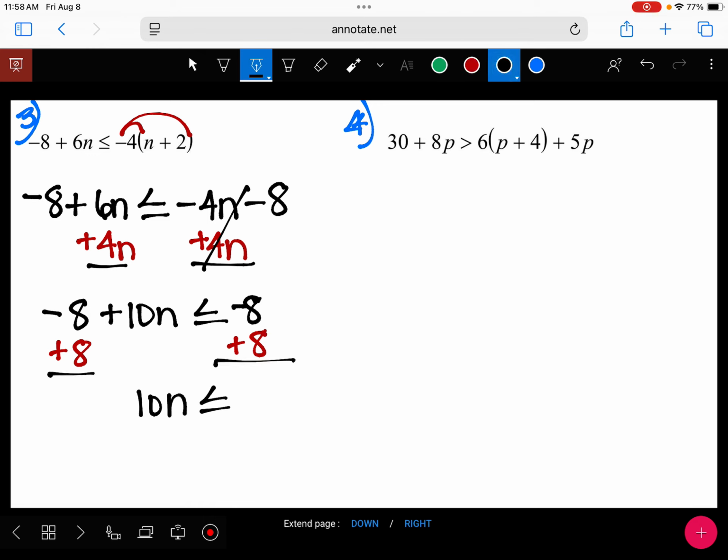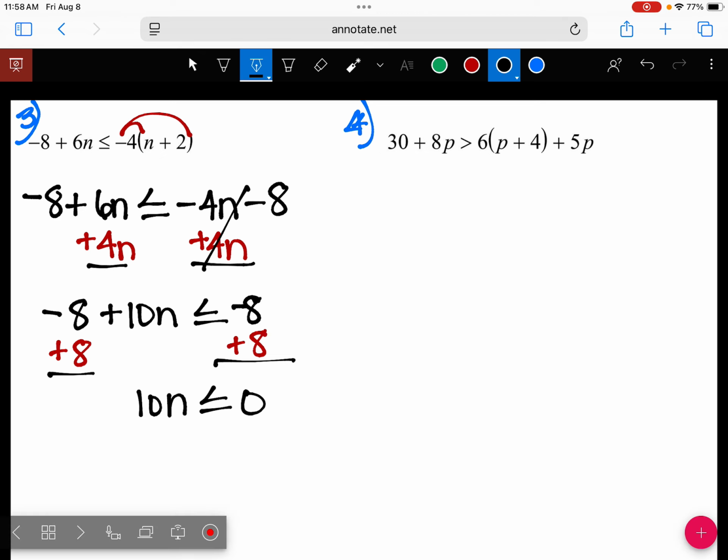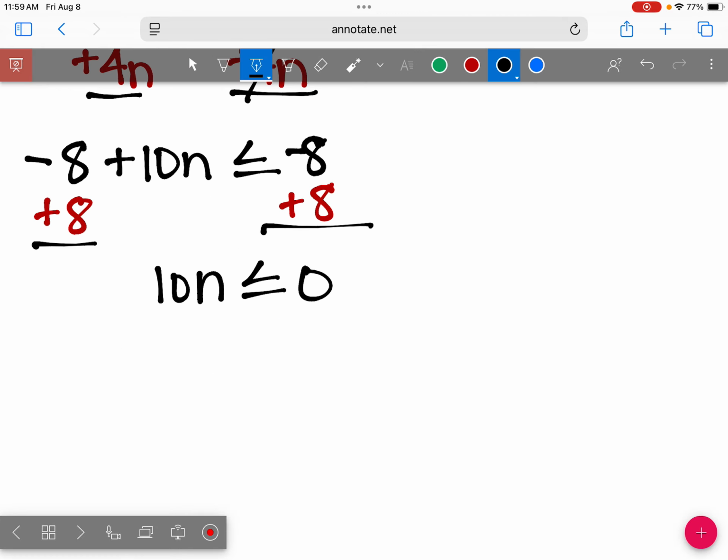10n is less than or equal to 0. When you divide 0 by any number, what do you get? 0. So your answer that I'm looking for is n is less than or equal to 0. How do you write that? So if you gave me that answer and it was worth 5 points, hypothetically, I would give you 3, maybe 4 if I'm in a good mood. But I'm at least taking off 1 point.